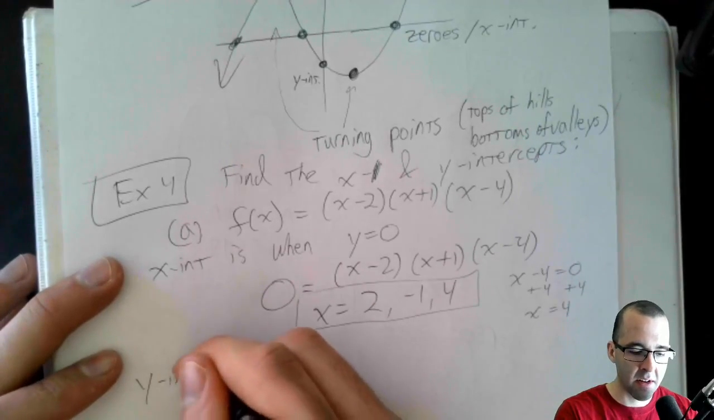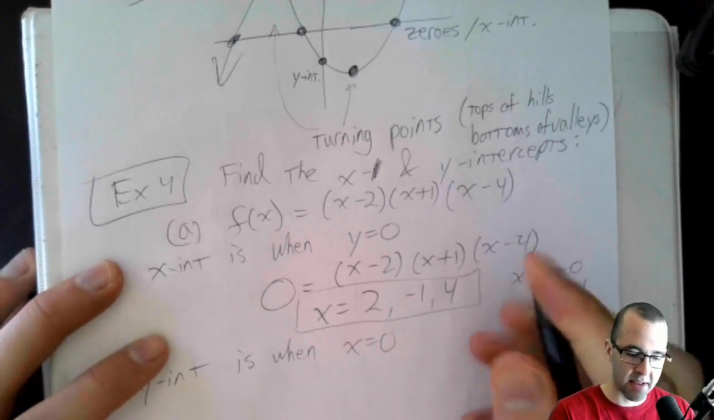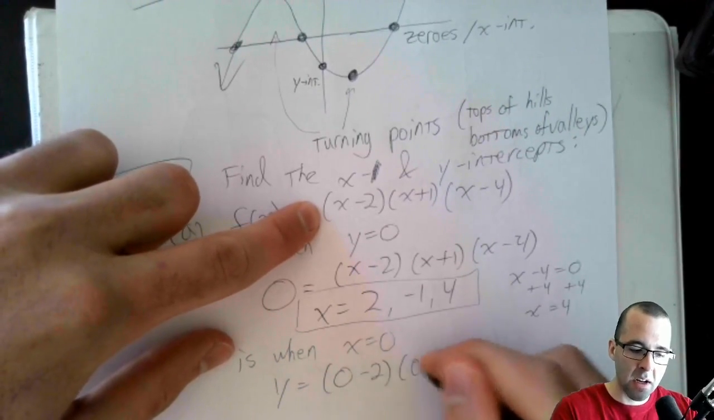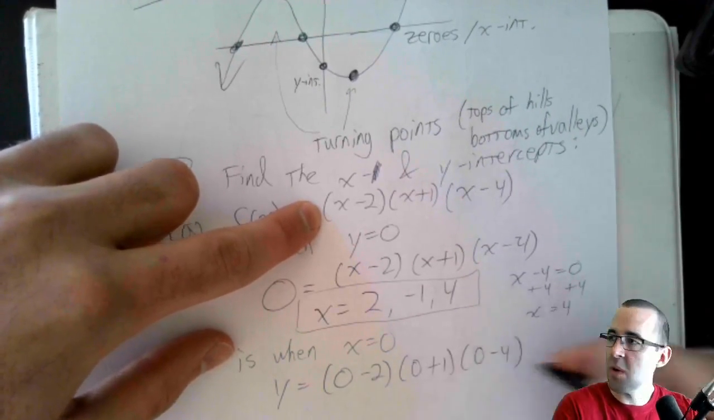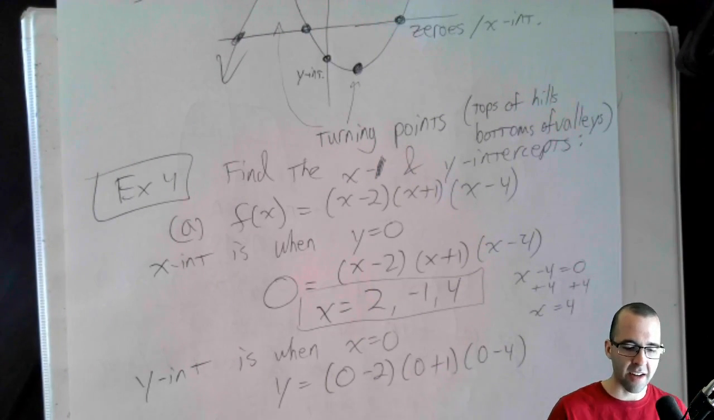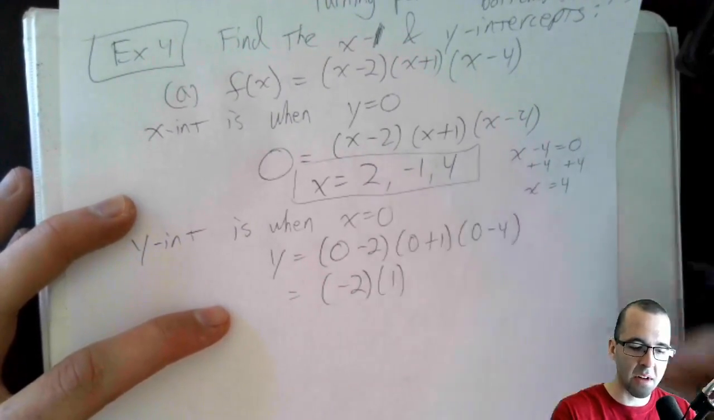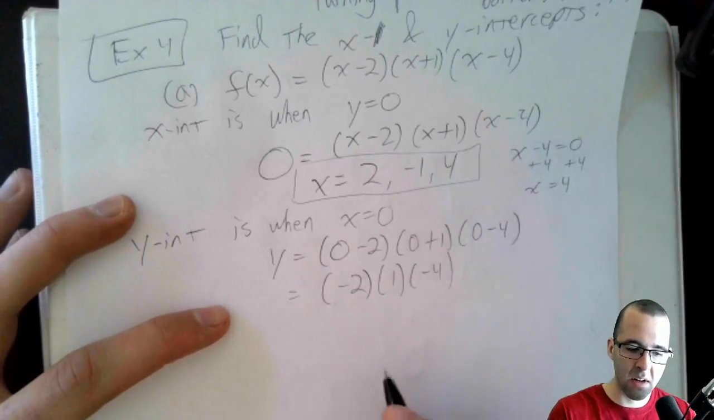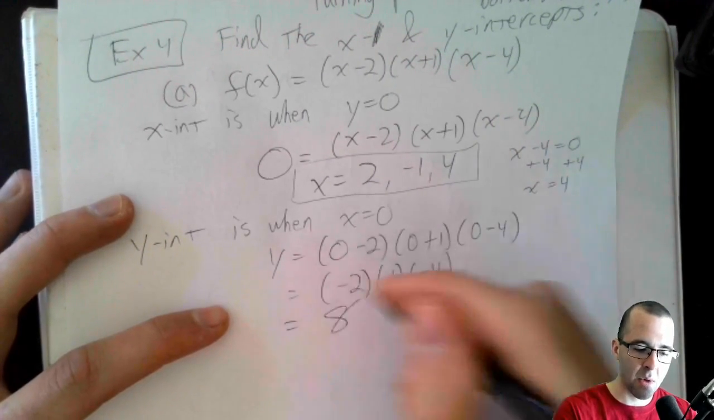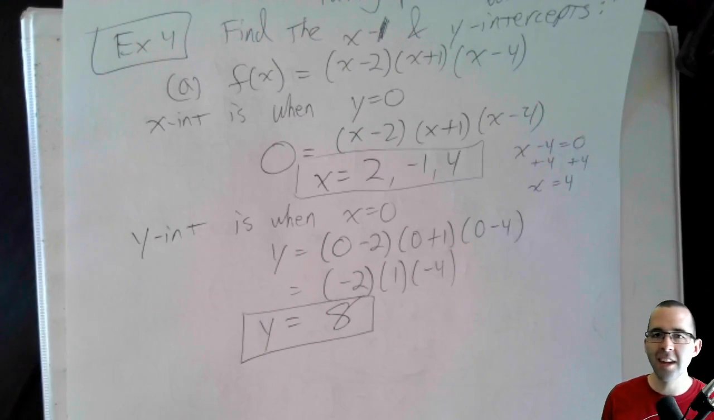So the other one is the y-intercept. Remember, the y-intercept is when x equals 0. So when x equals 0, what do we get? We get y equals, just plug in 0: 0 minus 2, times 0 plus 1, times 0 minus 4. This isn't that hard either, right? This is negative 2, this is positive 1, this is negative 4. Multiply all those together. What do you get? Positive 8. Whoa. That's our y-intercept. Not too bad.